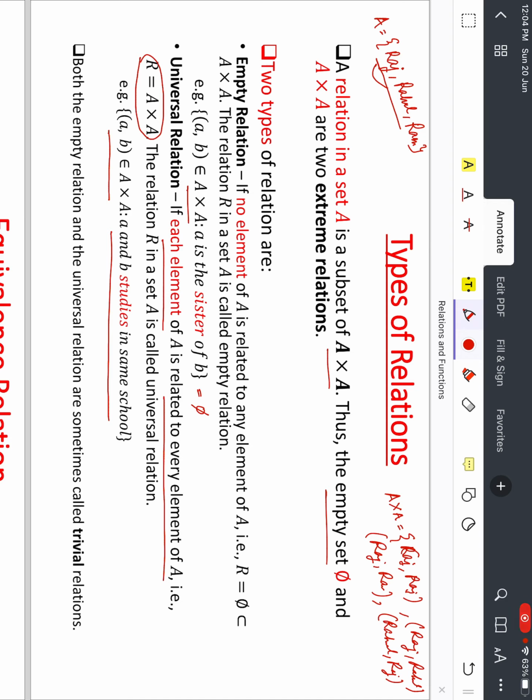So suppose I define a set of 3 boys of Don Bosco Junior School, so they're all studying in the same school. So if I have to form ordered pairs, every 2 of them which I pick are studying in the same school. So that is the universal relation. Each element of A is related to every element of A. Clear? So that's what empty relation and universal relation is all about. Now the last line you see here says that both empty relation and universal relation are sometimes called trivial relations. Now what do you mean by trivial relation?